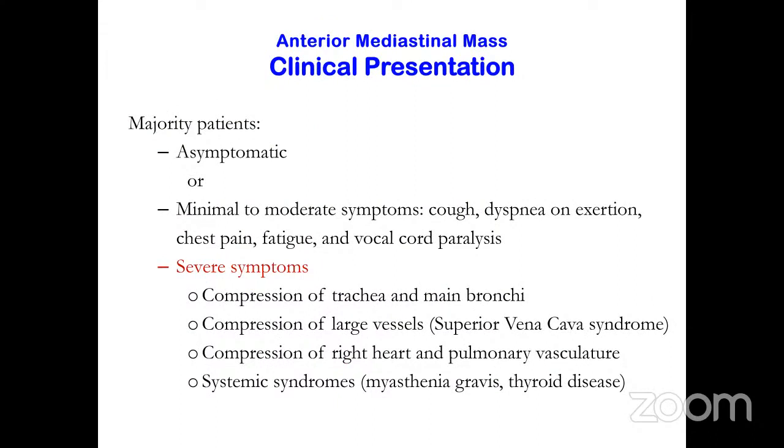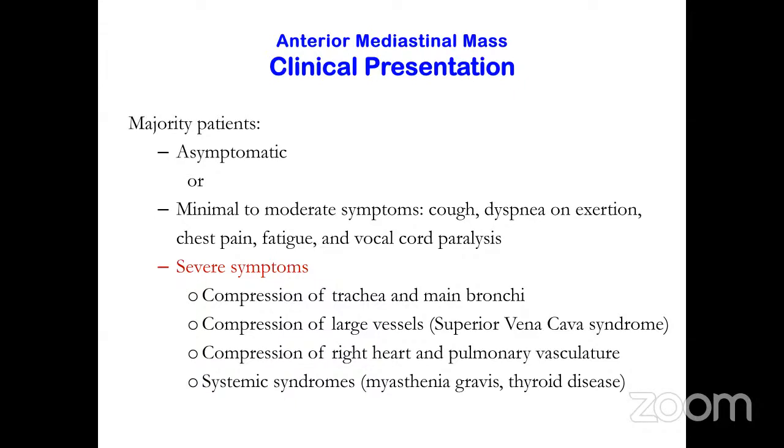Now, when we try to evaluate these patients, since they are picked up incidentally the majority of the time while looking for some minor symptoms, they are usually asymptomatic, or they may have minimal to moderate symptoms like chronic cough, which is worked up, and then it is found that a mass is irritating the bronchus or the recurrent laryngeal nerve, which leads to cough. They can have some dyspnea on exertion, chest pain, fatigue, or vocal cord paralysis.